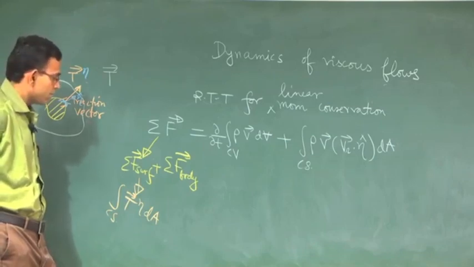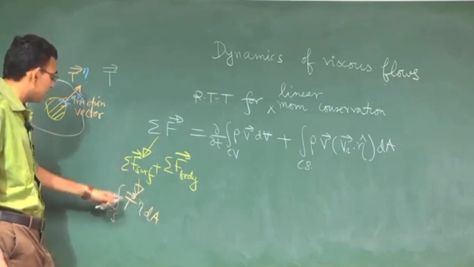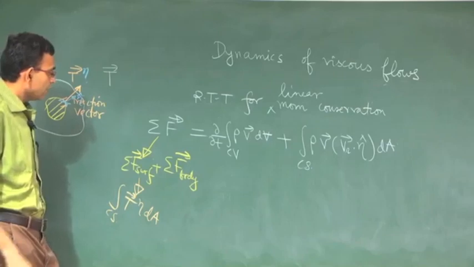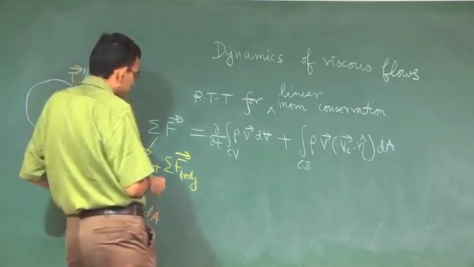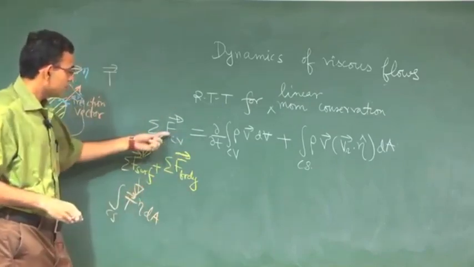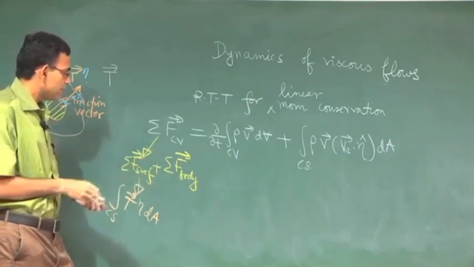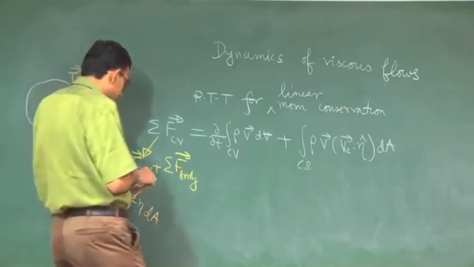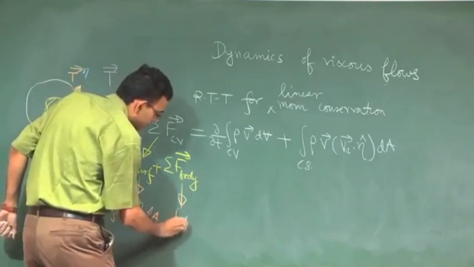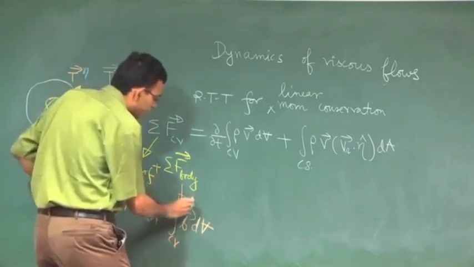So, this is force per unit area, this multiplied by the elemental area, then integrated over the control surface. So this is essentially force on the control volume. So, one is a surface force which is force on the surface of the control volume, another is the body force. Let B be the body force per unit volume. So, this is body force per unit volume.